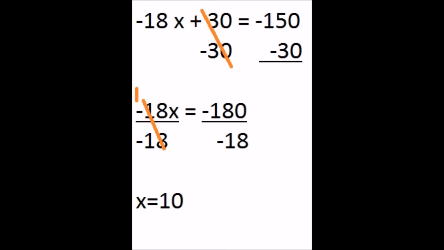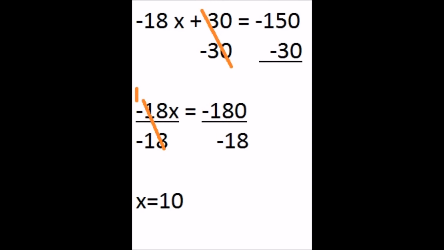So when you look at the negative 180 now and divide it by negative 18, you're going to end up with a positive 10. So at the very end of the problem, after we've done everything that we have to do, we end up with x equaling 10.